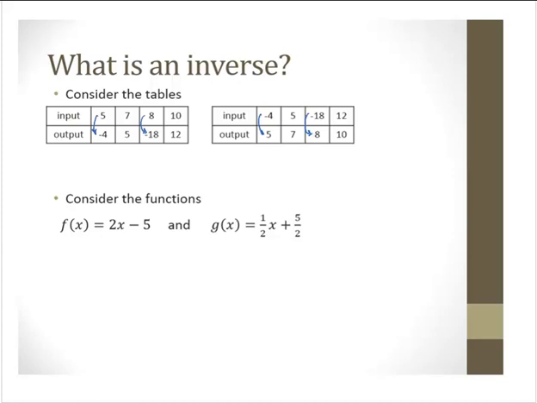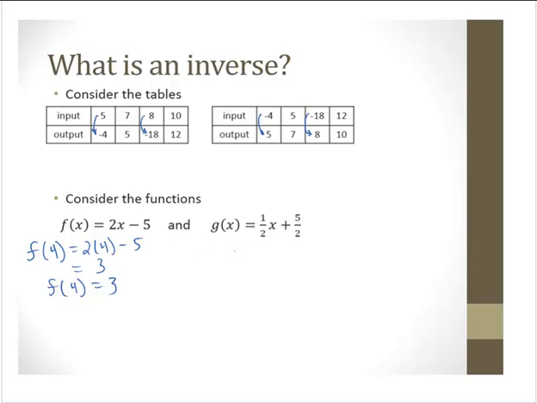We have f of x is 2x minus 5 and g of x is 1/2 x plus 5 halves. Well, just take for example, how about f of 4? Notice that f of 4 is 2 times 4 minus 5. So that's 8 minus 5, that's 3. f of 4 is 3.